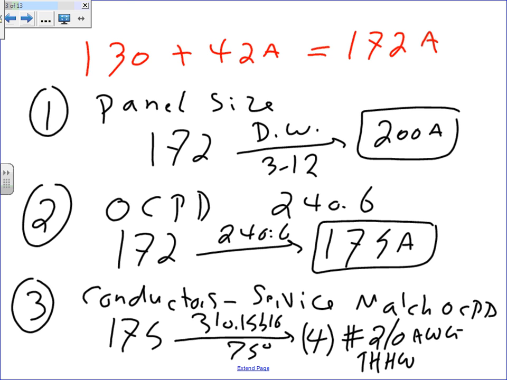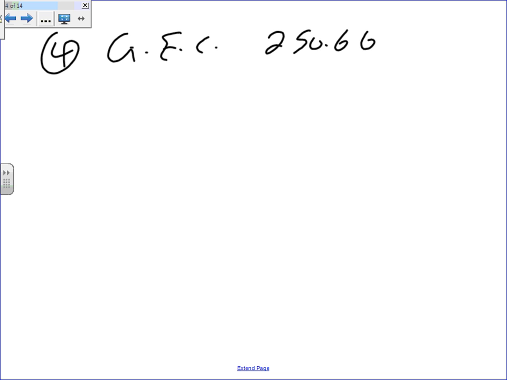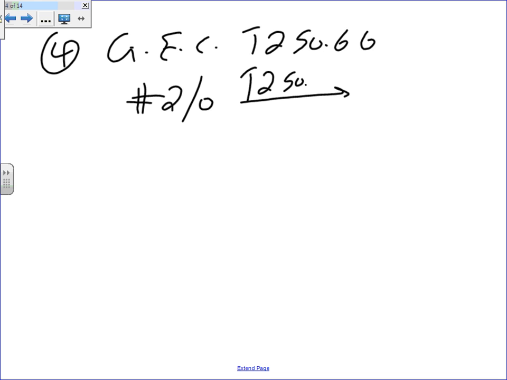I'm going to do 2 more things: the grounding electrode conductor, which is a piece of cake, and the main bonding jumper. Number 4, grounding electrode conductor. This is the 250.66 table, and it was number 2 aught based on my friend. Nick, what would that give you? 2 aught, 250.66. What's the size, guys? From number 4?